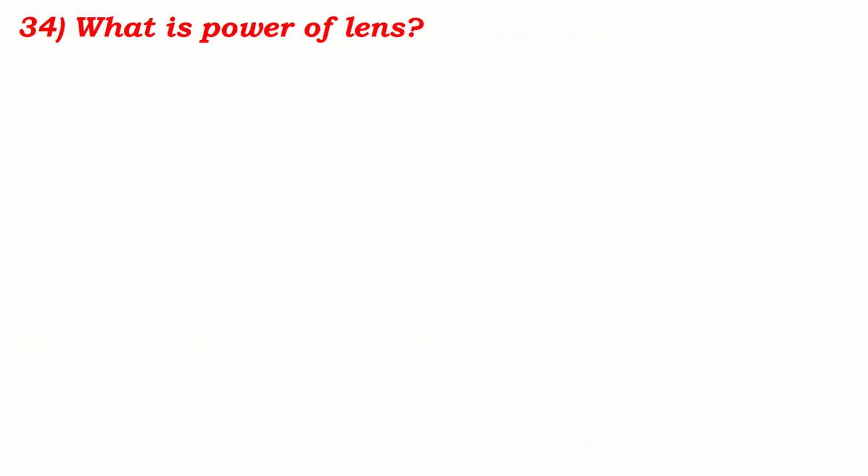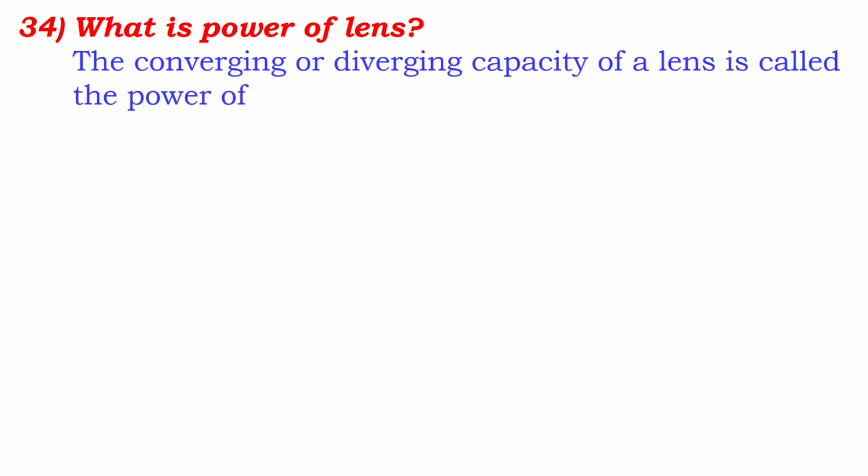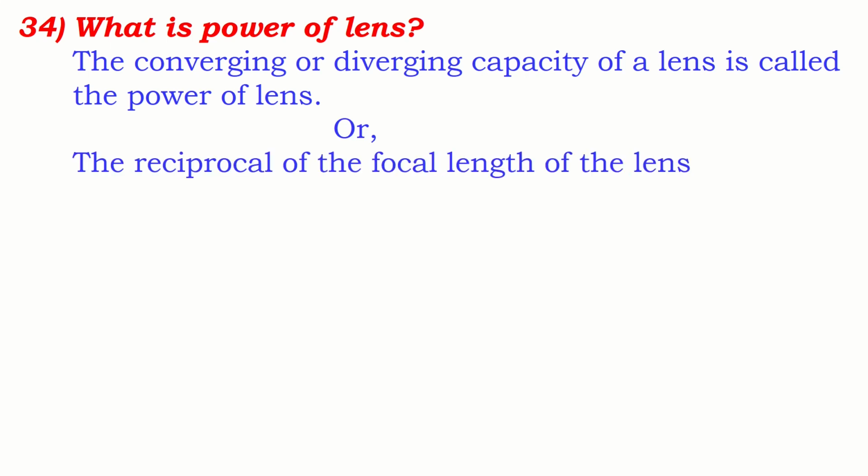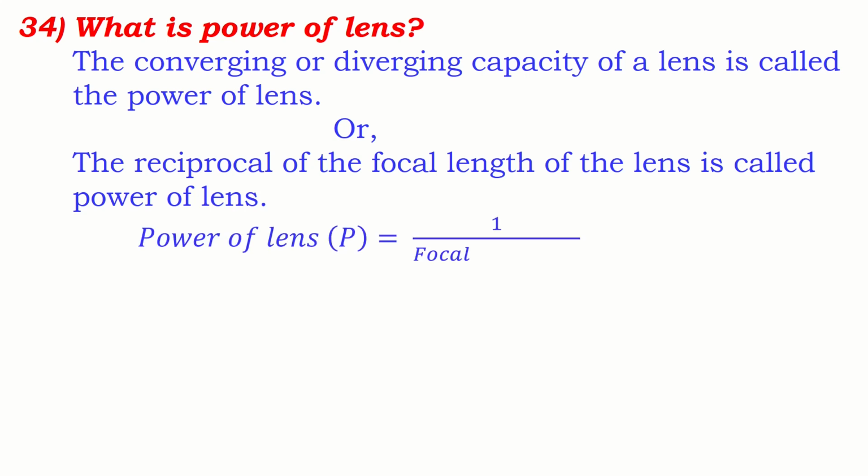What is power of a lens? This is a little different term, but what exactly is the power of a lens? The converging or diverging capacity of a lens is called the power of the lens, or it can be defined this way also: the reciprocal of the focal length of the lens is called power of the lens. It can be represented by the formula power of lens P = 1/f, where f is the focal length.